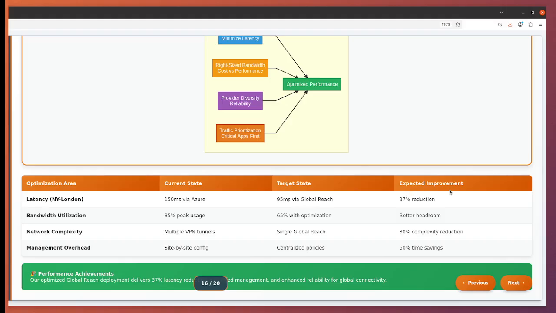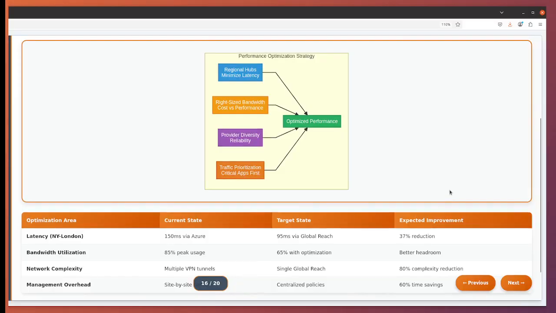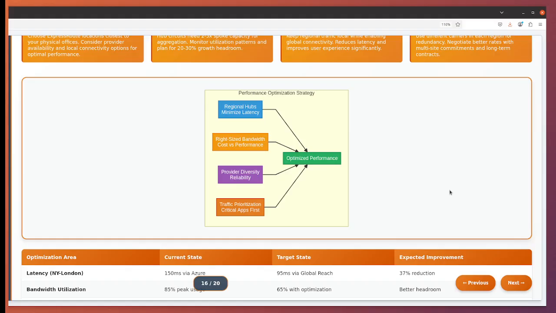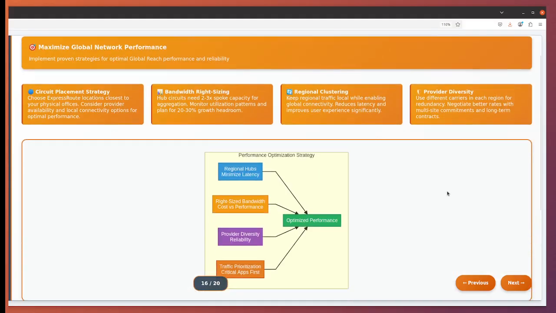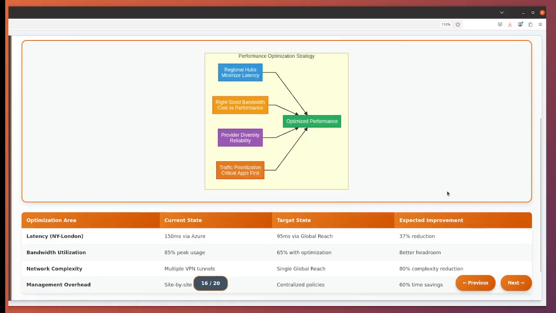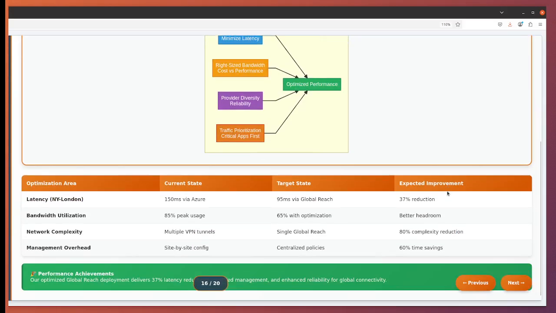Key optimization techniques include circuit placement, which means selecting locations closest to your offices, provider selection, which involves evaluating latency, reliability, and local presence. Redundancy design, which is about planning for circuit and provider failures. And traffic patterns, which helps you understand and optimize for your actual usage characteristics.